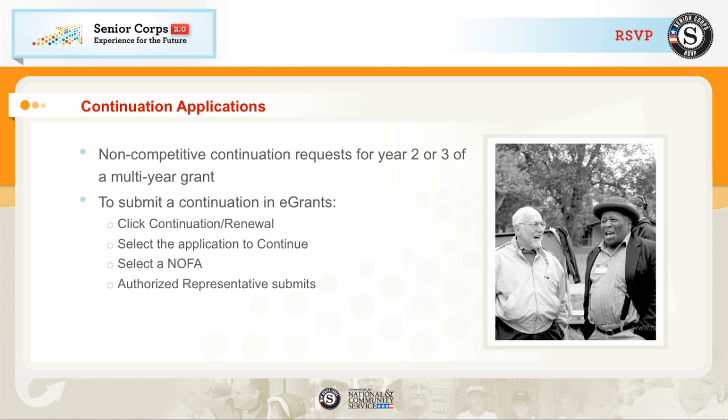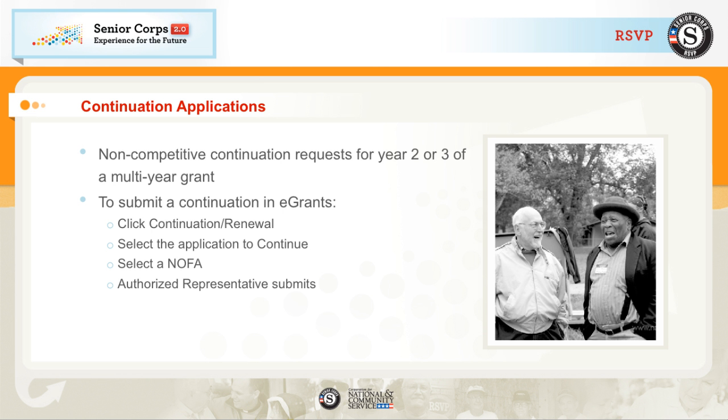After the NOFA is selected, eGrants creates the continuation application, which will include a copy of all information from your previously awarded application. Edit your continuation application as directed in the continuation request instructions in the application instructions. When you have completed your edits, your authorized representative should log in with their eGrants account and click the Submit button. If you have questions about the content of your continuation, please contact your CNCS state office.